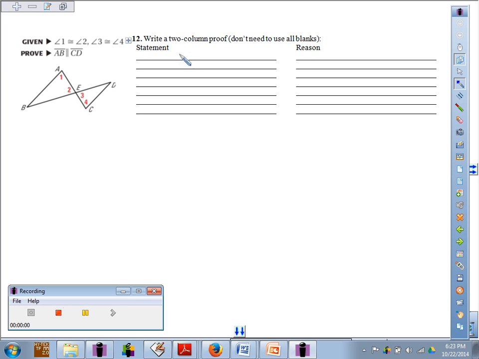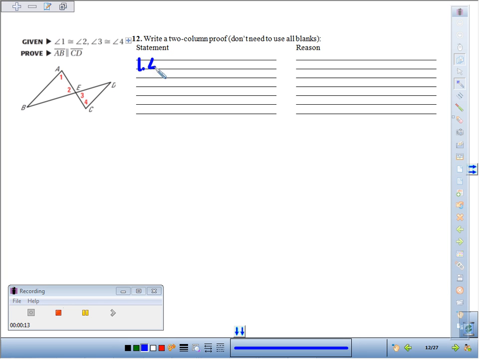Number 12, we're going to write a two-column proof. We know that angle 1 is congruent to angle 2, and angle 3 is congruent to angle 4. That's given. So I'll always start with that. Angle 1 is congruent to angle 2. Angle 3 is congruent to angle 4, and that's given. I'm going to skip lines since they're kind of tiny here.